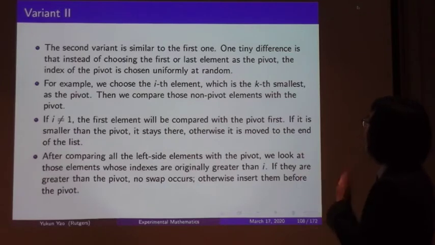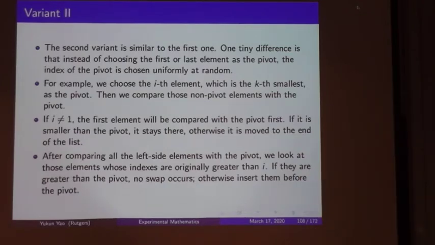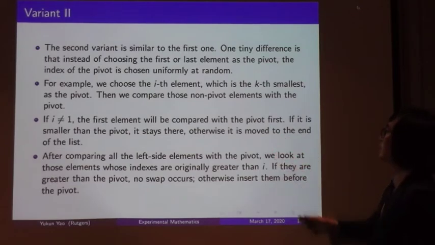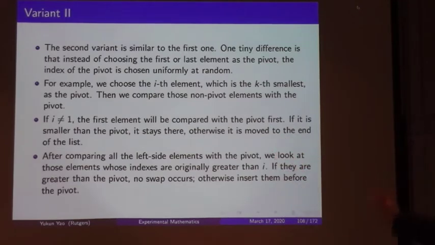The second variant is similar to the first one, with one tiny difference: instead of choosing the first or last element as a pivot, the index of the pivot is chosen uniformly at random. So for example, we can choose the ith element, which is the kth smallest, as the pivot. Then we compare the non-pivot elements with the pivot. So if i is not equal to 1, then we compare the first element with the pivot. If it is smaller than the pivot, it stays there, otherwise it moves to the end of the list.